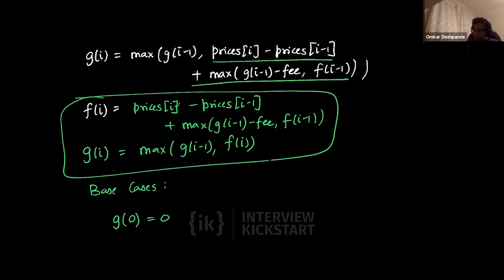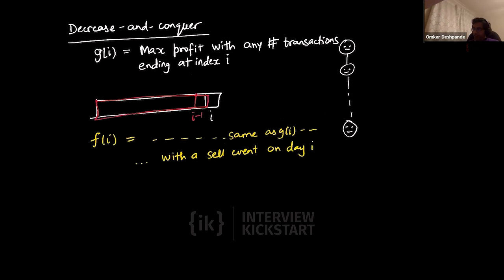Now the f value is the tricky part here. Everything else has been straightforward. The tricky part is what f of 0 should be. If you look at the definition of f, it's the maximum profit with any number of transactions ending at index I. So f of 0 would be ending at index 0 with a sell event happening on index 0, or on day 0.